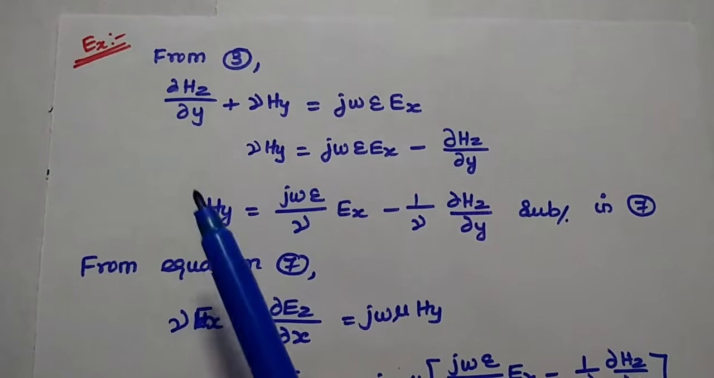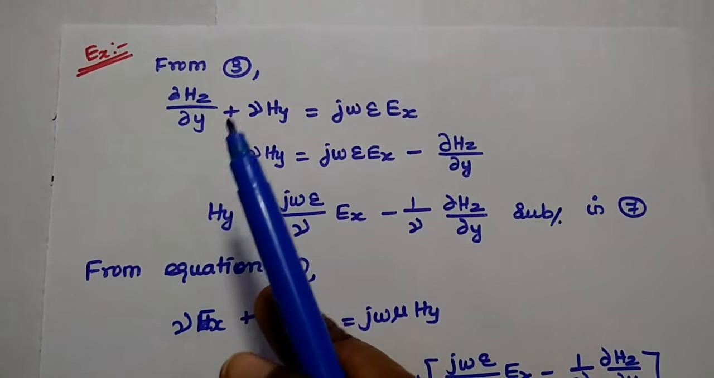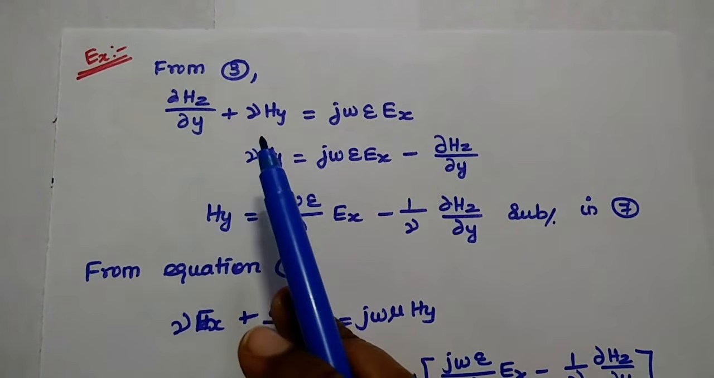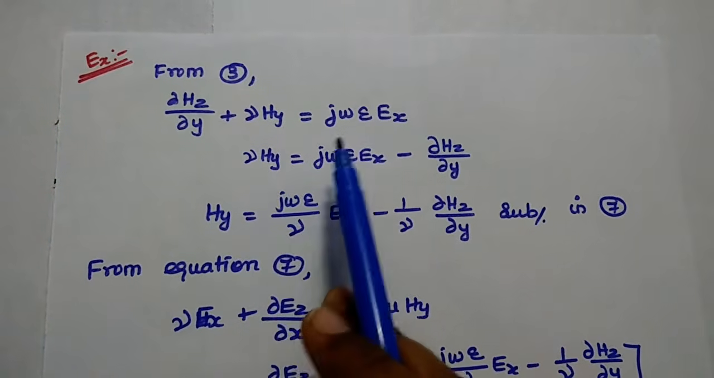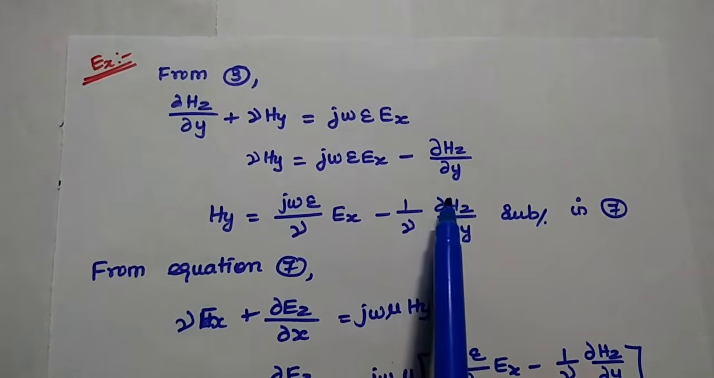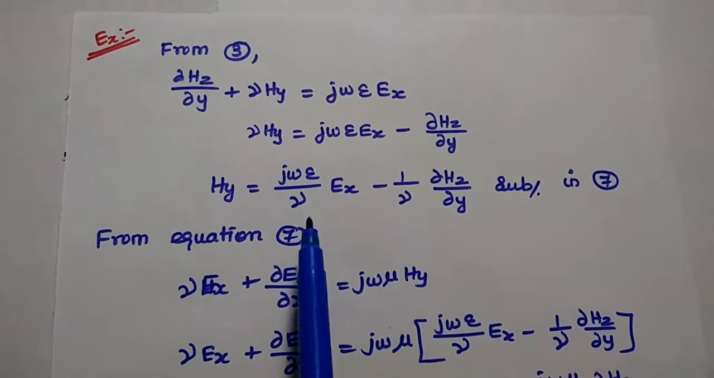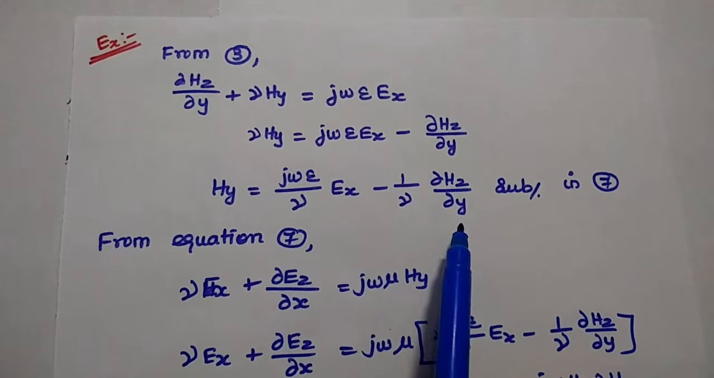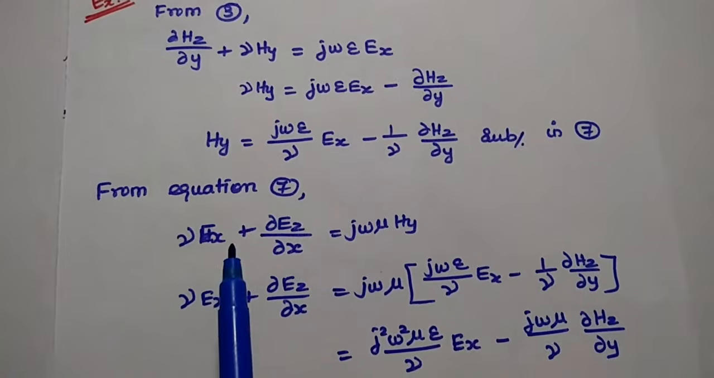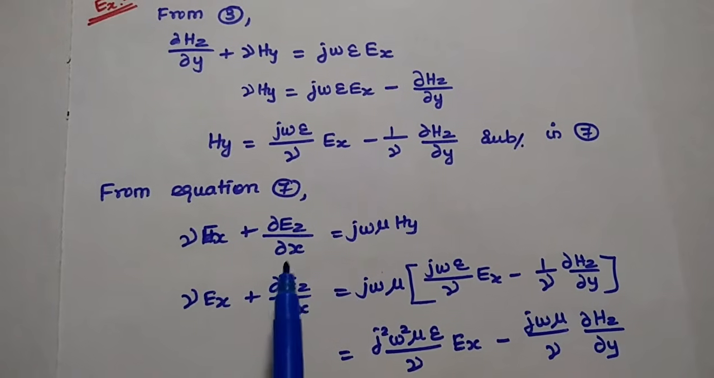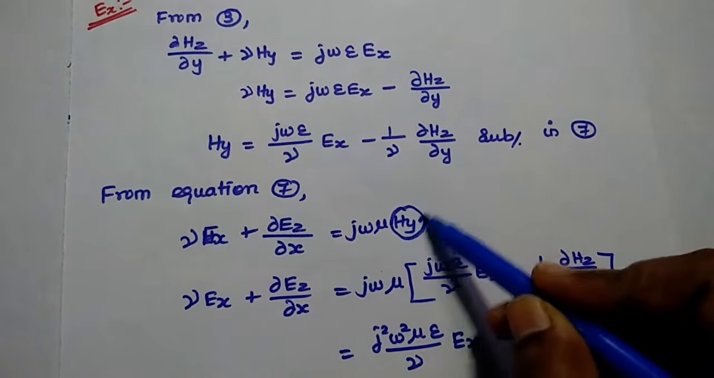Finally, we are going to find the Ex component in the same way. For that, we consider the 3rd equation: dou Hz by dou y plus gamma Hy is equal to j omega epsilon Ex. Then we get gamma Hy is equal to j omega epsilon Ex minus dou Hz by dou y. Then we move this gamma to this side as a denominator, that is j omega epsilon by gamma Ex minus 1 by gamma dou Hz by dou y. Then we substitute this Hy value in the 7th equation. What is the 7th equation? Gamma Ex plus dou Ez by dou x is equal to j omega mu Hy. So this Hy is replaced with this value.